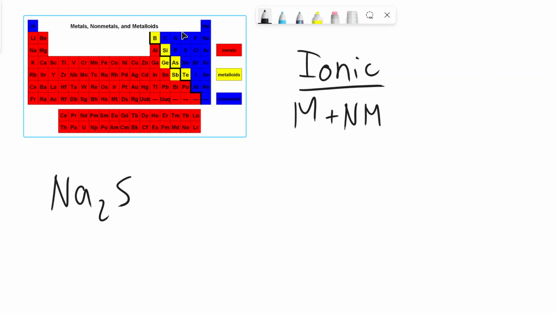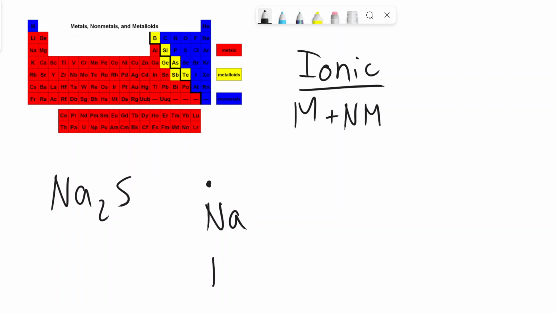So how are they going to bond? What are their properties after they bond? Sodium only has 1 valence electron. So if we were to write out sodium as a Lewis dot structure, we have Na and another Na because there's 2 of them. And then we have sulfur, which is 6 valence electrons. So we're going to have 1, 2, 3, 4, 5, 6.